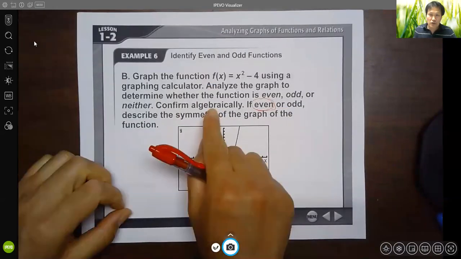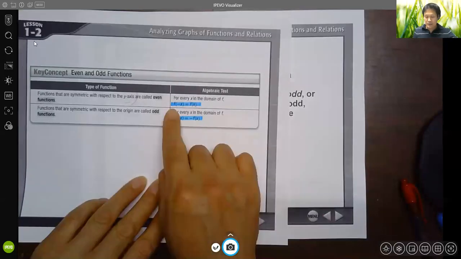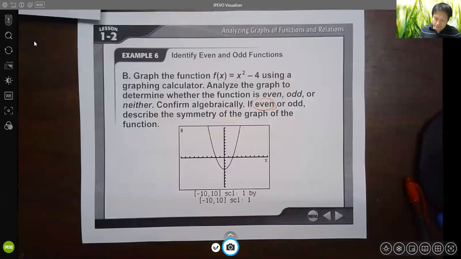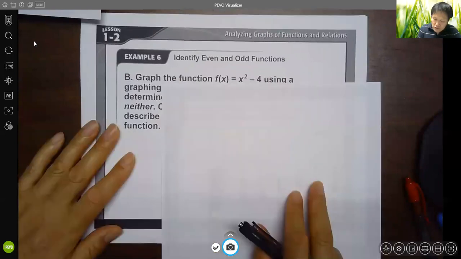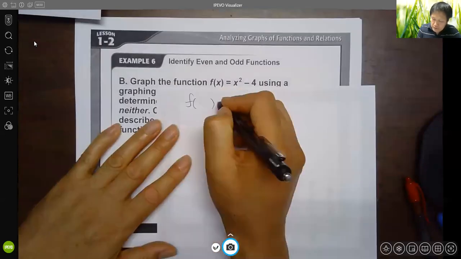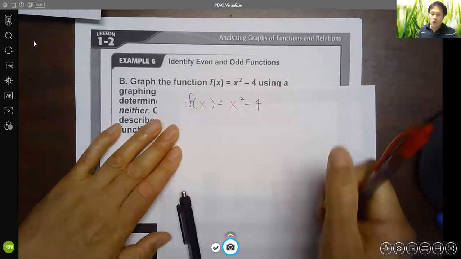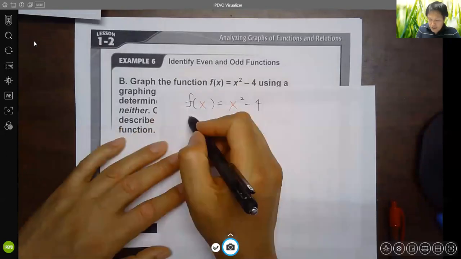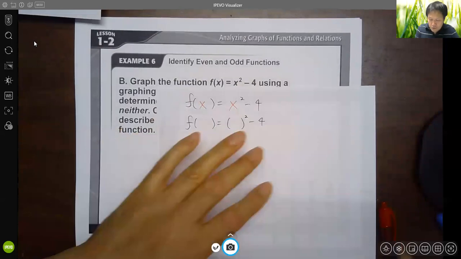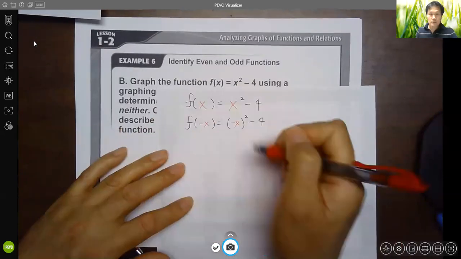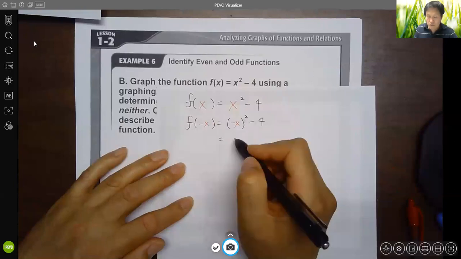Confirm algebraically. What are we supposed to do? You have to do f of minus x. So same thing. You start with f of x. f of x equals x squared minus 4. What are we doing? You have to do f of minus x. So set it up with a parenthesis first. Minus parenthesis squared, the minus disappears. It should be x squared minus 4.